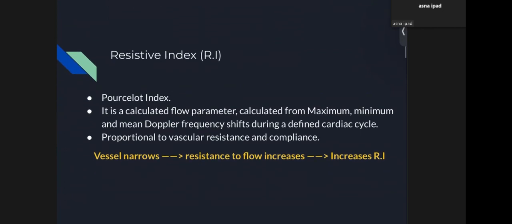Our next parameter is resistive index, also known as the Pourcelot index, named after a scientist. It is a calculated flow parameter calculated from maximum, minimum, and mean Doppler frequency shifts during a defined cycle. It is proportional to vascular resistance and compliance. The main thing that everyone should remember is this sentence: when a vessel narrows, the resistance to flow increases, blood flow decreases, RI increases.